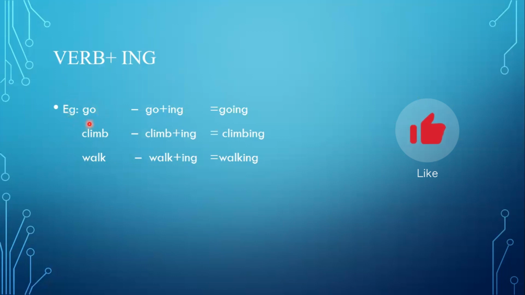Look at the verb go. To change this verb into present progressive tense, you have to add ing. Then it will become going. Climb, you have to add ing, then it will become climbing. It's a kind of simple method. You have to add ing to the verb. Though it's so simple, there are some rules we have to follow that I will teach you after the next activity.